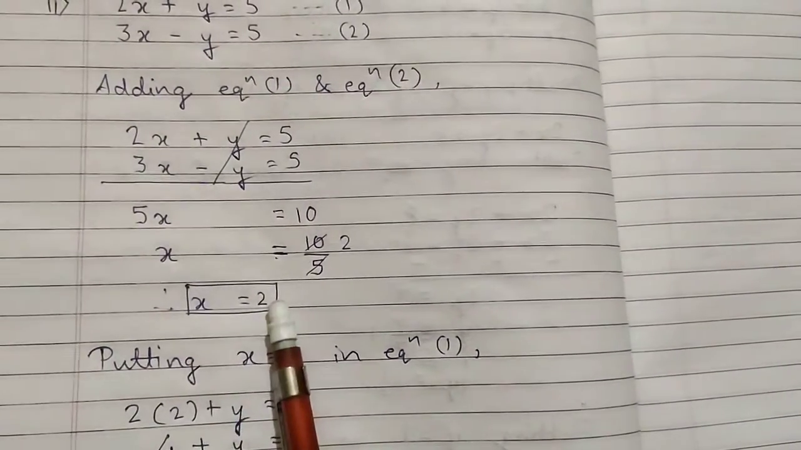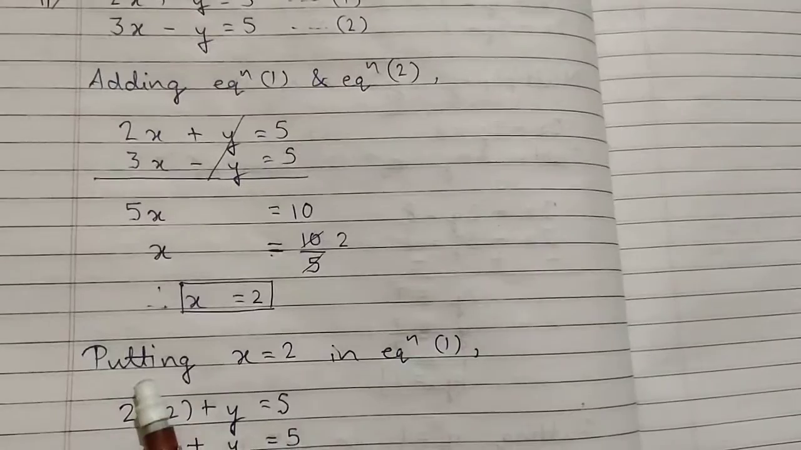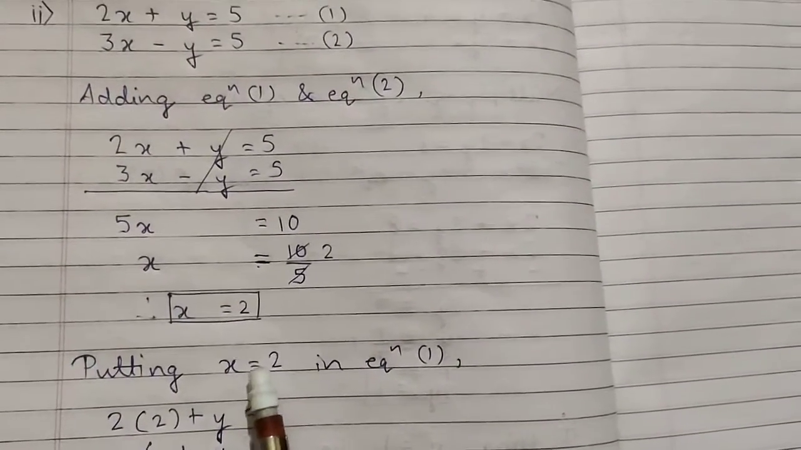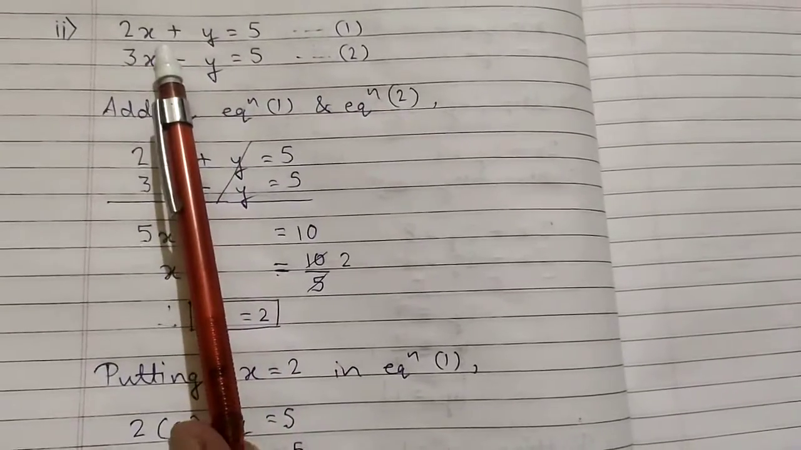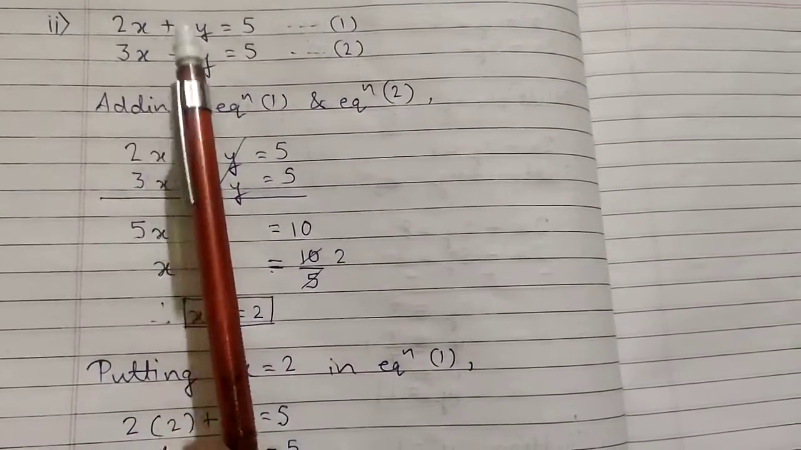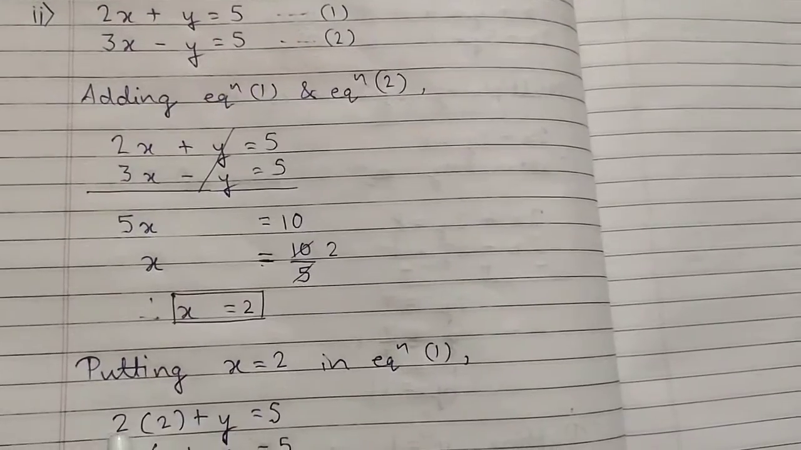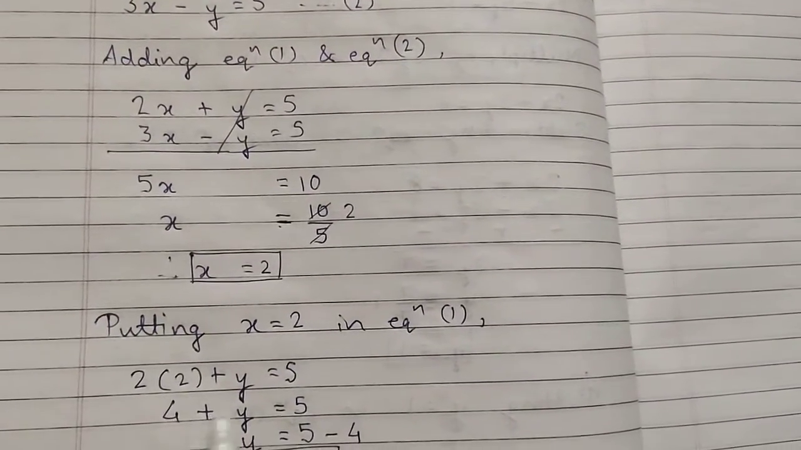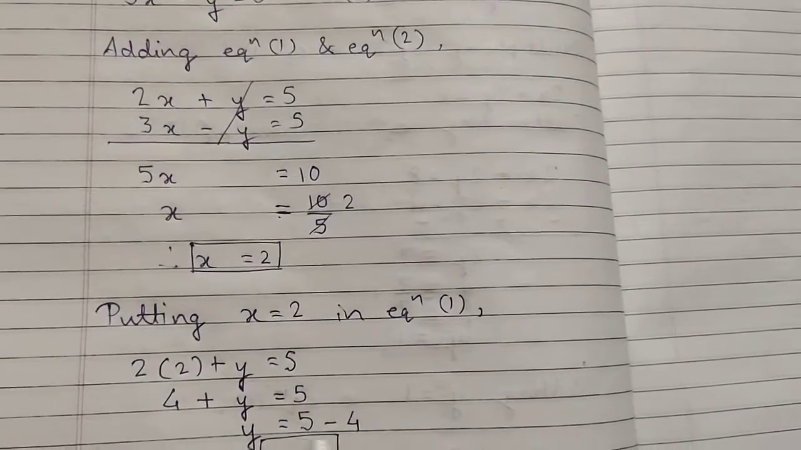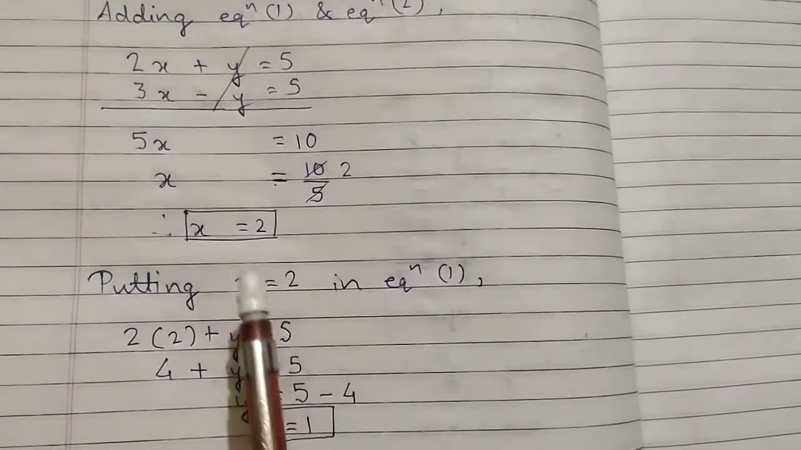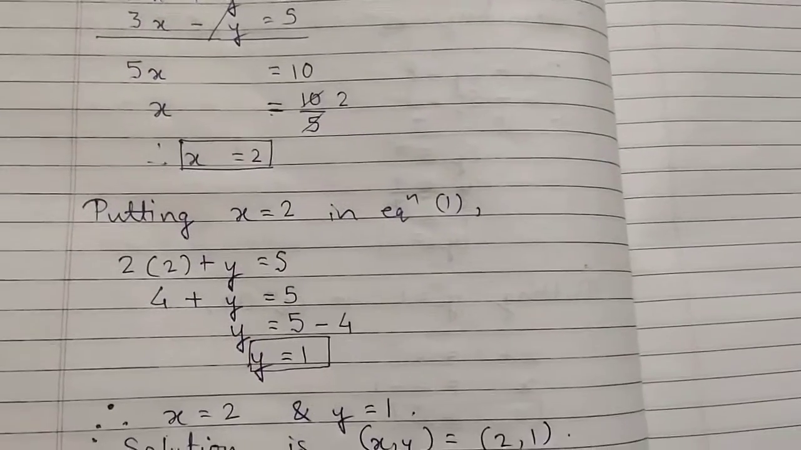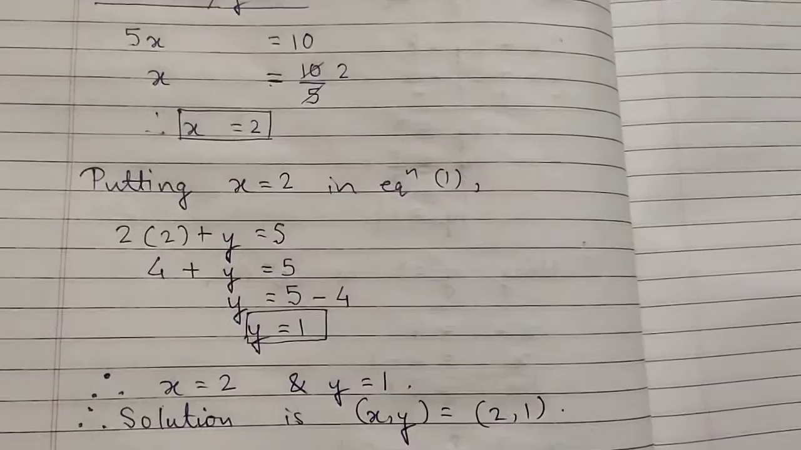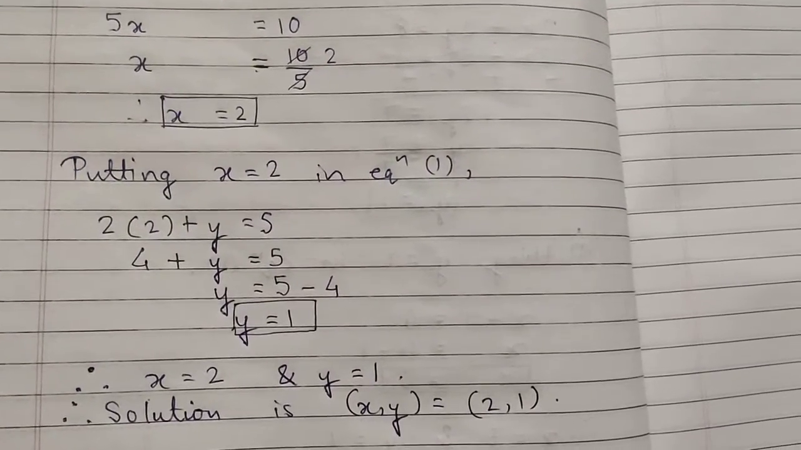And after getting the value of x, we put the value of x in the first equation. In place of x you will write 2, so this becomes 2 into 2 plus y equals 5. Then it becomes 4 plus y, so transfer this 4, you will get 5 minus 4, that is 1. So we got x is equal to 2 and y equal to 1, and hence our solution is x comma y equals 2 comma 1.